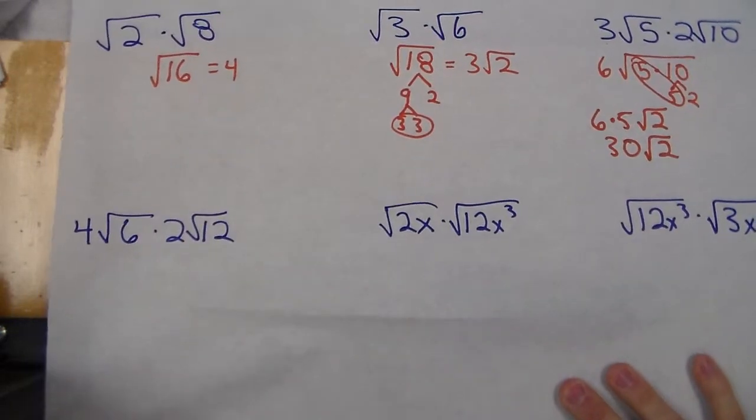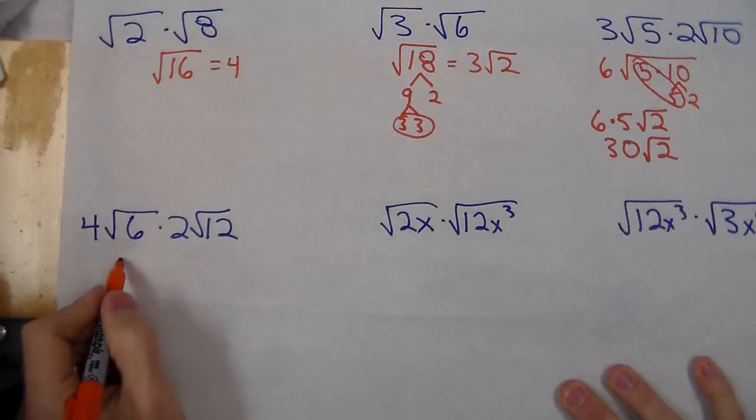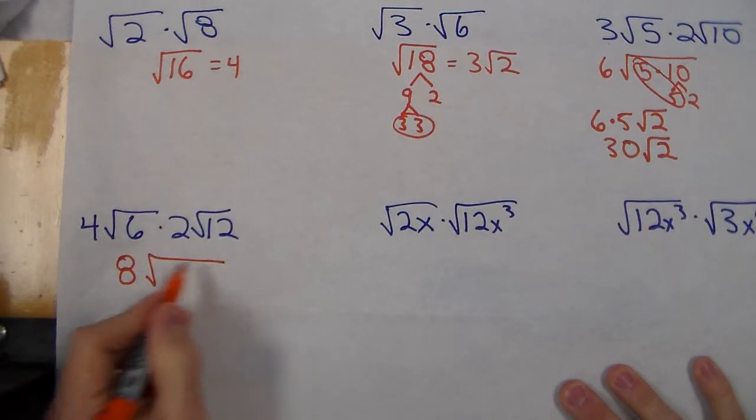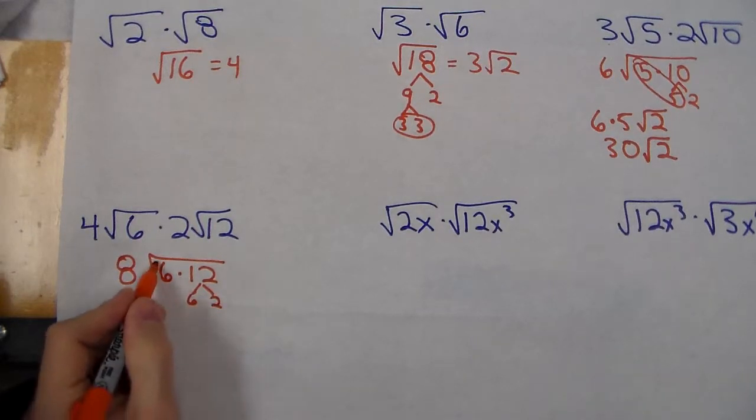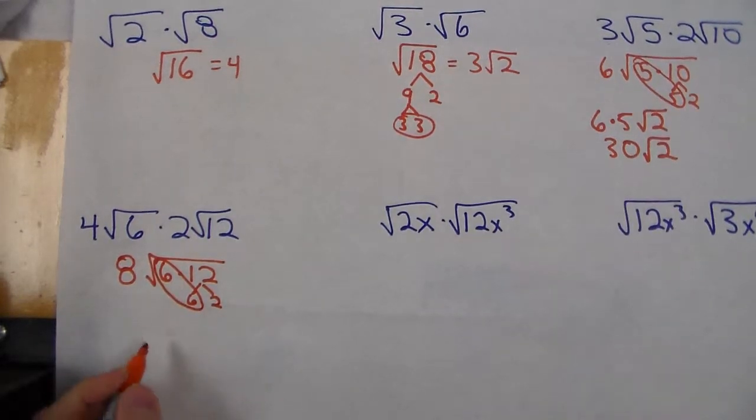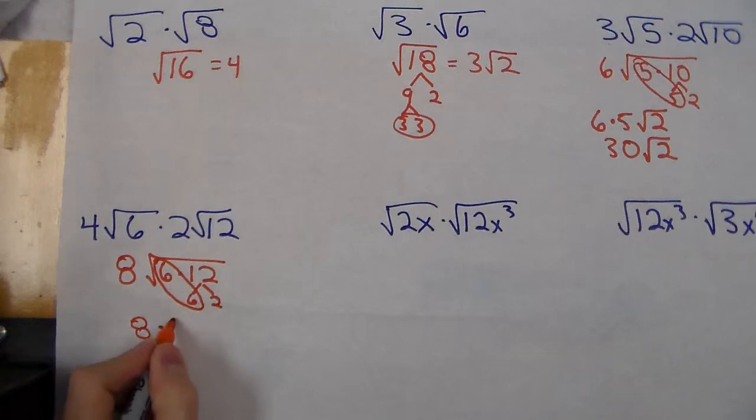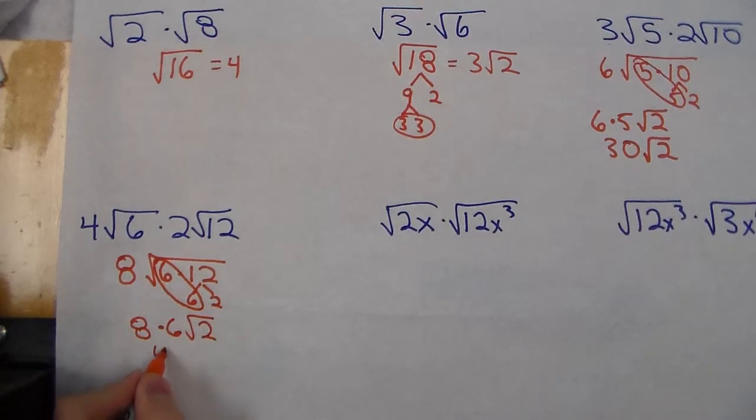Now when we look at 4 root 6 times 2 root 12, I multiply the 2 on the outside, I get 8. Then I have 6 times 12. Well, 12 is 6 times 2. Pair of 6's come out, that's 8 times 6 root 2, or 48 root 2.